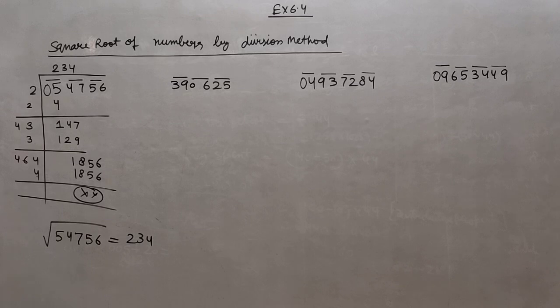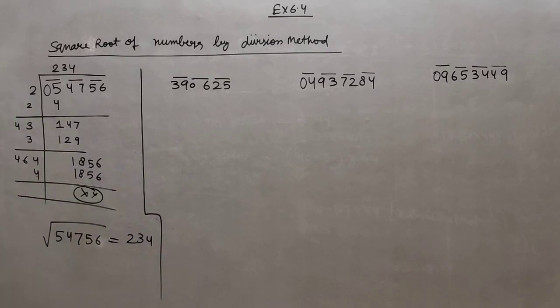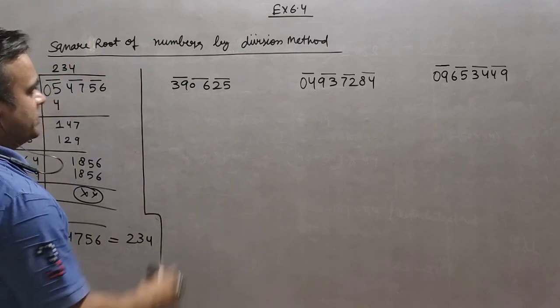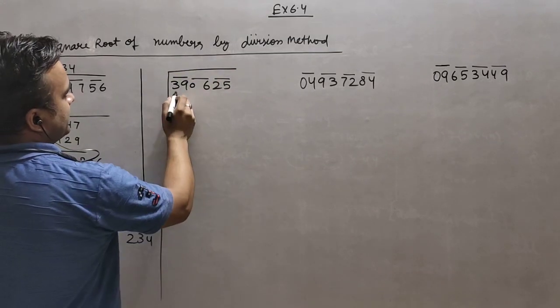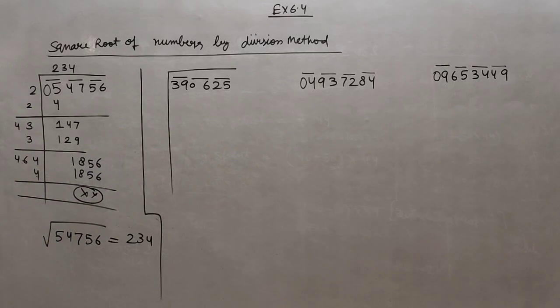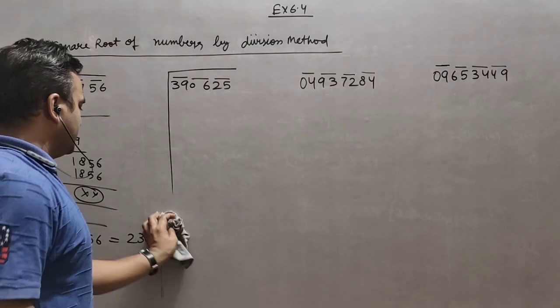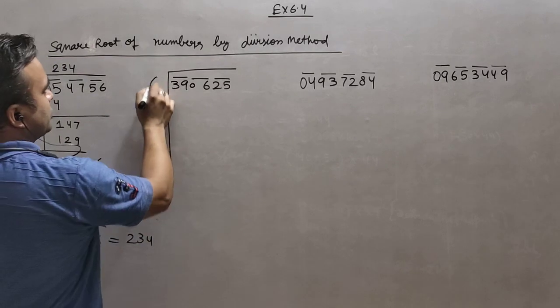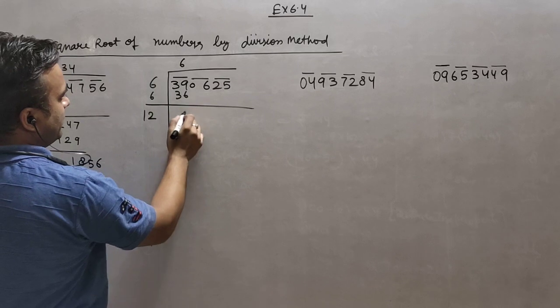Now come to the next point. Whenever you do more practice on these particular sums, these particular steps for a square root will always be in your mind. Now what will we get here? 39. Is 39 a perfect square? No. So what will we do here? Definitely, if we take 6, 6 times 6 is 36, and 7 times 7 is 49. 49 is greater, so it means we will keep 6 here. So 6 here, it is 12, and 36 we have already done.